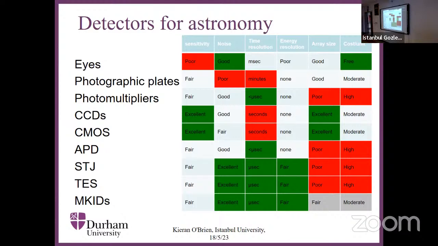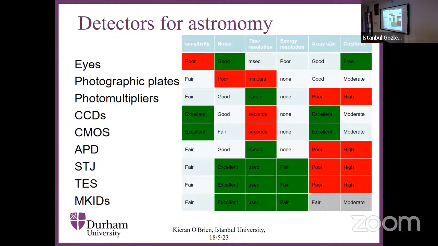And I summarized, a little difficult to read up top here, actually. On the left-hand side here, we have the sensitivity. Then we have the noise. Then we have the time resolution, energy resolution, array size, and the cost. So you can see for these different ones.